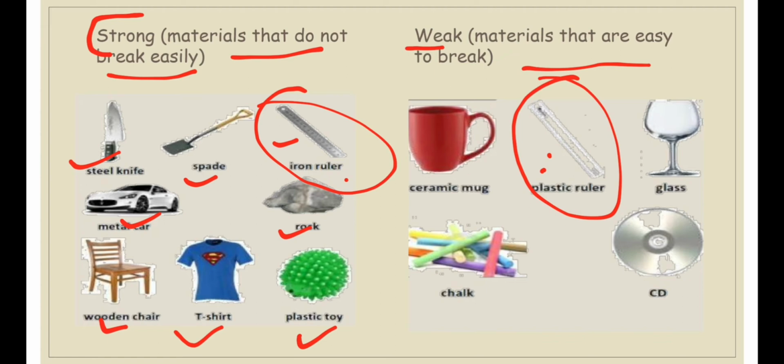So weak materials are ceramic mug, glass, and plastic ruler, as we have said earlier, chalk and CD. These are the things that can break easily. So we can say that they are weak materials.